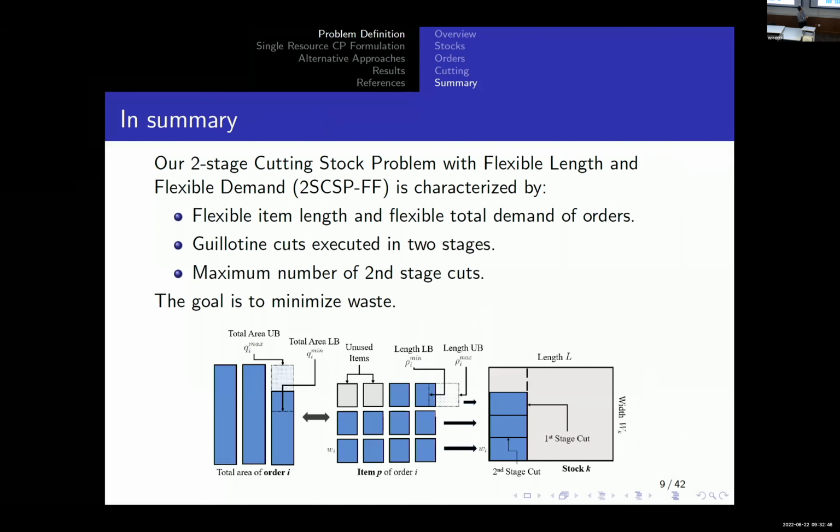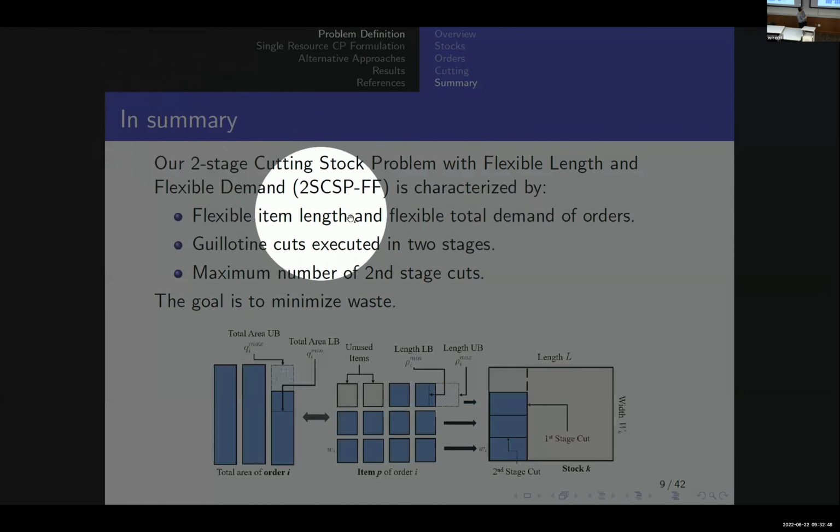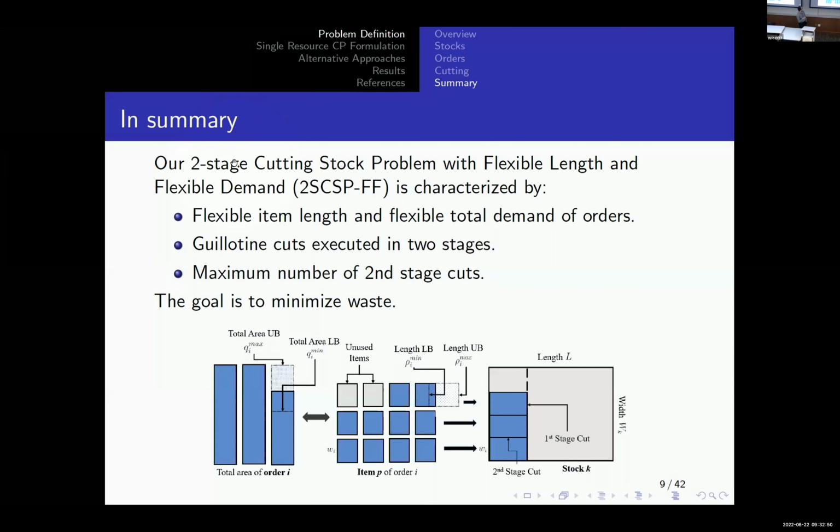So in total, in our paper, we present this problem, the two-stage cutting stock problem with flexible length and flexible demand, abbreviated as 2SCSP-FF. It's characterized by flexible item length and flexible item demand. It's characterized by guillotine cuts that must be executed in two stages. And it's characterized by a maximum number of second stage cuts. And the goal is to minimize the waste, which is essentially this grayed out area.